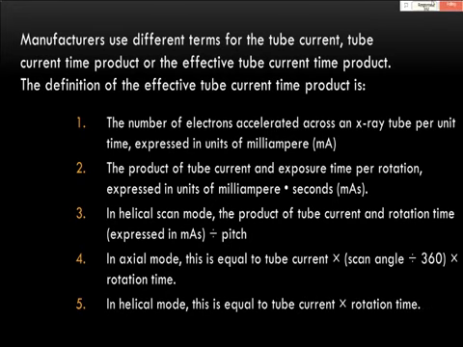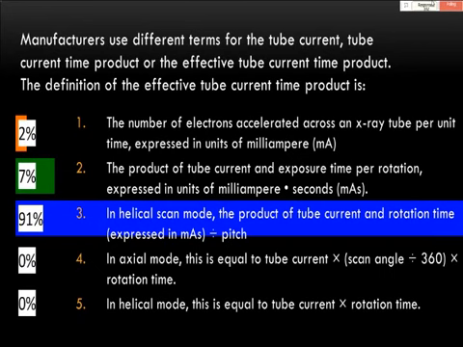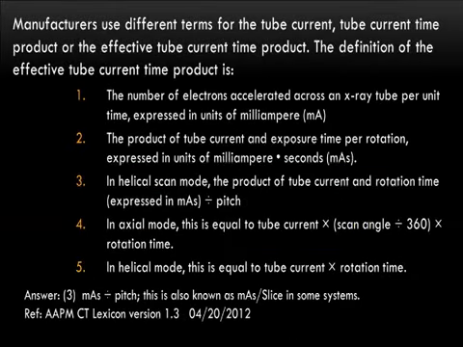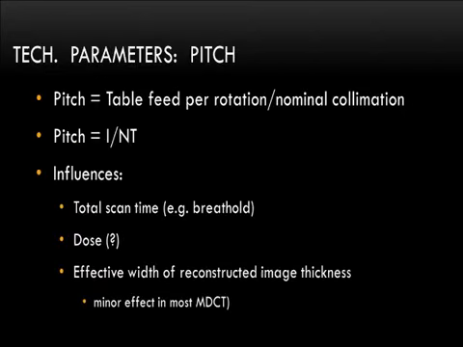Okay, let's see how we did. Good. A couple of you got distracted, which is understandable. That's sort of the point. But most of you got it right. It is confusing. That's why we put the lexicon together. And the answer is number 3. It's MAS divided by pitch, also known as MAS per slice in some systems.